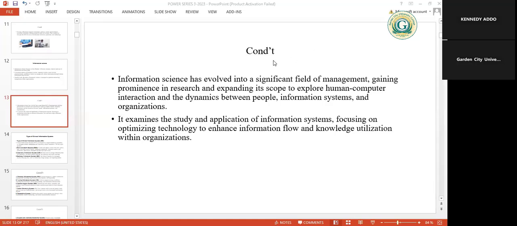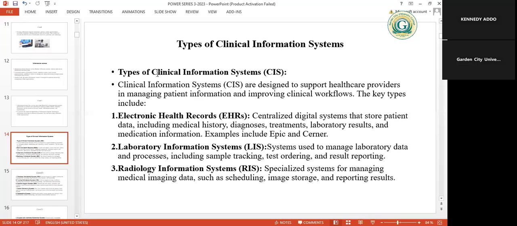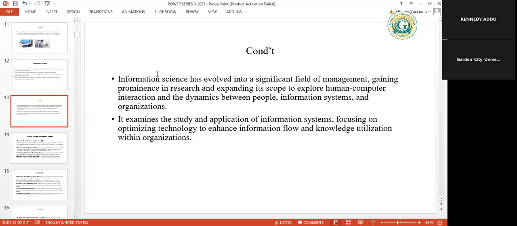Okay. Now let's go to types of clinical information systems. Now we are speaking about information science. We have also spoken about information systems. But let me also chip in something on information systems.